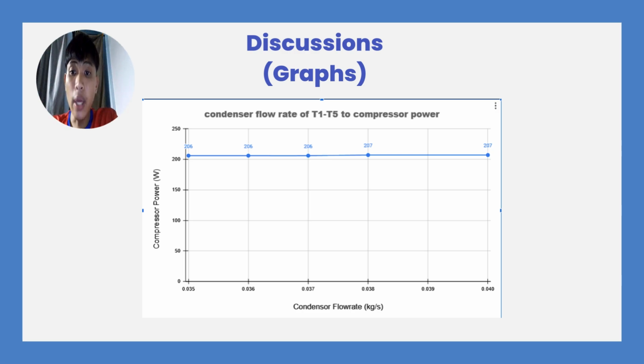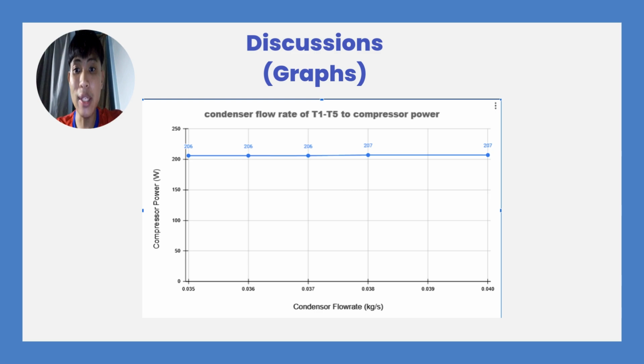Okay, so right now we're gonna go to the second part of our discussion, which required us to draw a graph of compressor power input in watts against the condenser flow rate in kilograms per second. As we can see from the graph, it uniformly increases. Why does this happen? First of all, we can see the initial increase at low condenser flow rate. As the flow rate increases, the compressor power may initially increase due to the need to compress the refrigerant more as the heat exchange efficiency improves.